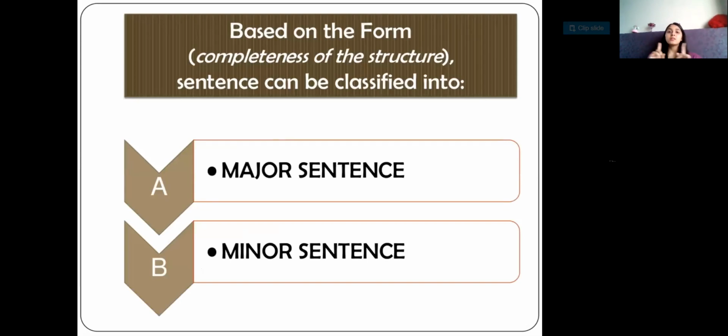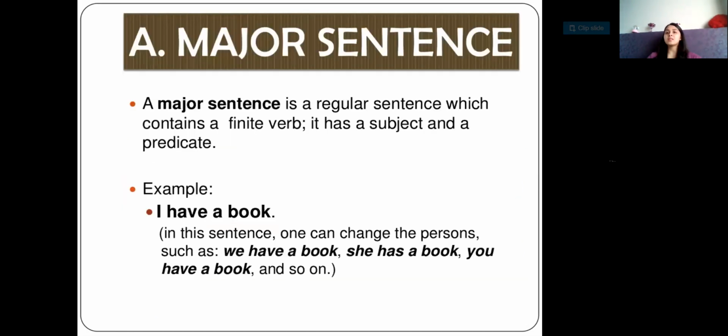Now there are minor sentences and major sentences, based on the completeness of the structure, how complete the sentence is. The major sentence is a regular sentence which consists of a verb, a subject, and a predicate. We've already done clauses, subject, and predicate, so I hope you watched the videos before you come here. For example, I have a book. In this sentence, one can change the person, such as we have a book, she has a book, he has a book, all right? But it's a major sentence. The sentence is complete. I have a book.